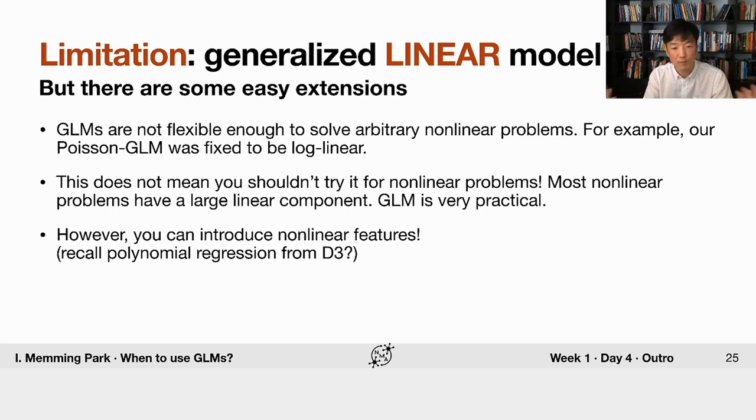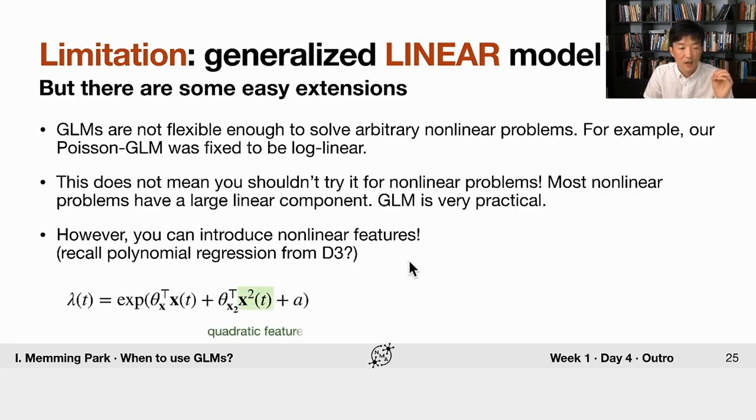Of course, you can add more features to make it more complex. So if you recall the polynomial regression from day 3, you've seen that you can add features that are polynomials of the original features, right? Or covariates. So your covariate was x of t, but you can add x squared of t as an additional covariate in the GLM. And as long as you treat x squared of t as a separate covariate, this is still a GLM. It's a quadratic GLM.